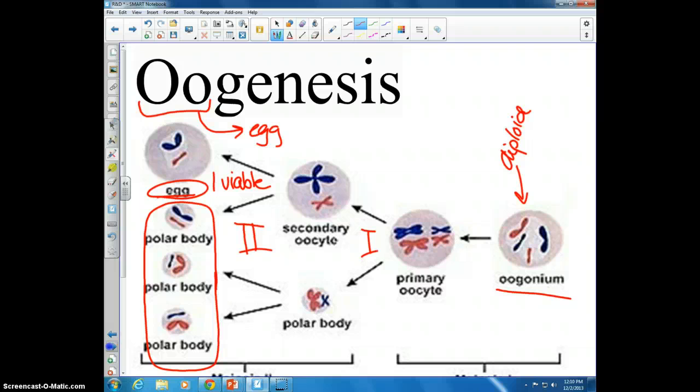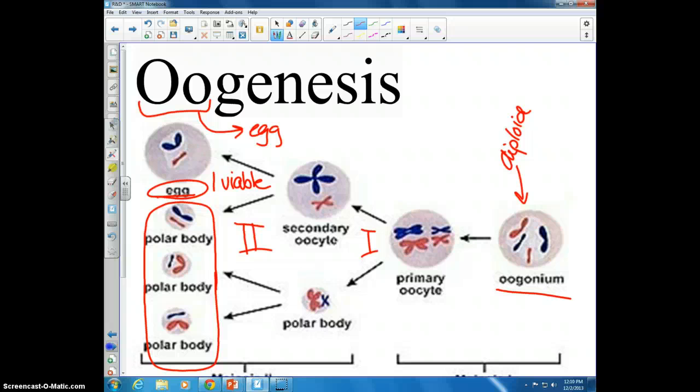So I just want to point out to you again, these 2 processes are both meiosis, but depending on what they make, we give them a different name. So it's kind of like saying meiosis is the umbrella term, like colors, for example, and spermatogenesis might be the blues, and oogenesis might be the reds. Blues and reds are both colors.